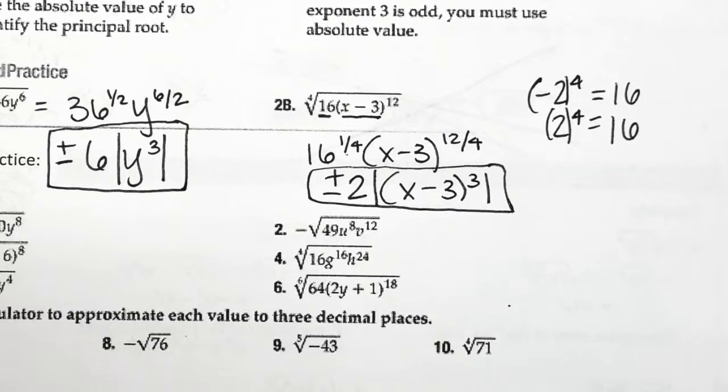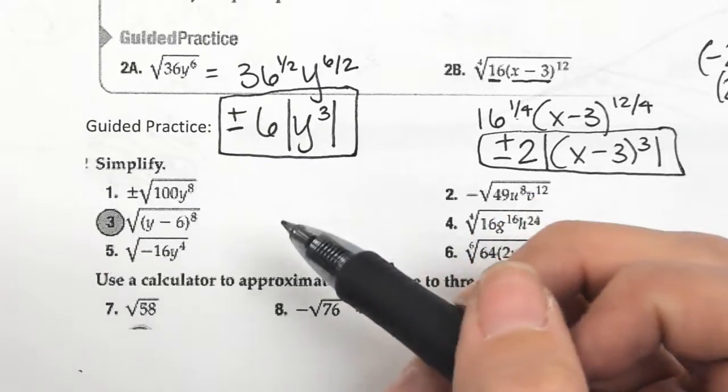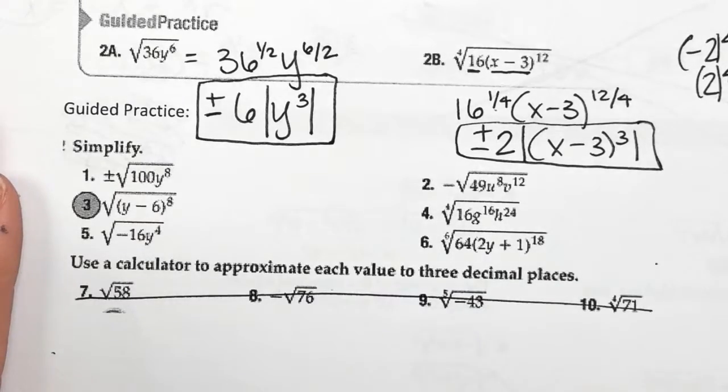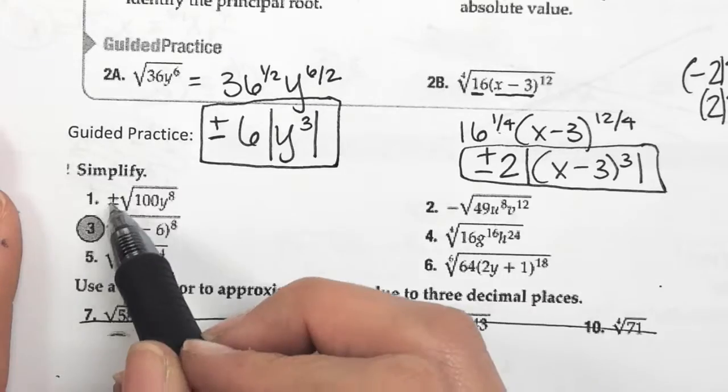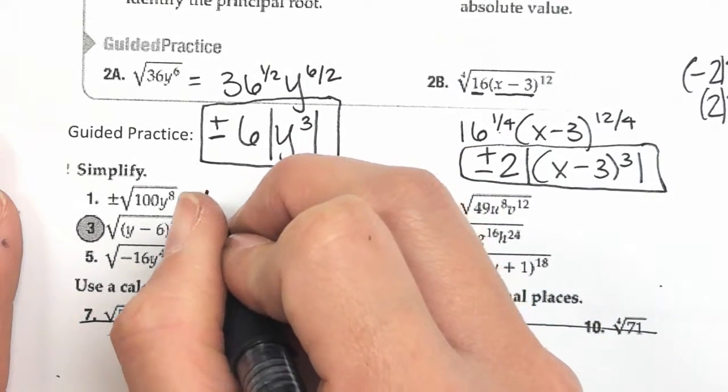Alright, next one. So we're going to work these 6 together. I know it's a lot, but they go by pretty quick, and then you're going to work some on your own. Alright, so this first one, number 1, and you can mark out 7 through 10. We're not doing those. On number 1, they already give us the sign out front, the plus or minus, so we're just going to carry that over.